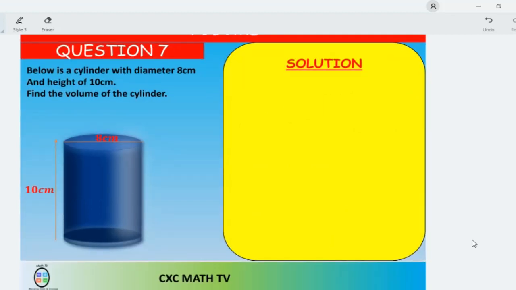Next question here now. It says below is a cylinder with diameter 8 and a height 10. Find the volume of this cylinder. Pause the video and attempt this question.